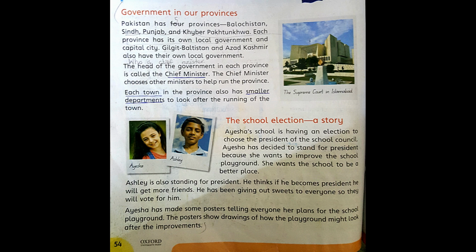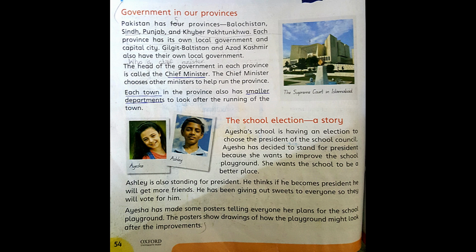Who is chief minister? The head of the government in each province is called the chief minister. The chief minister chooses other ministers to help run the province. Each town in the province also has smaller departments to look after the running of the town.